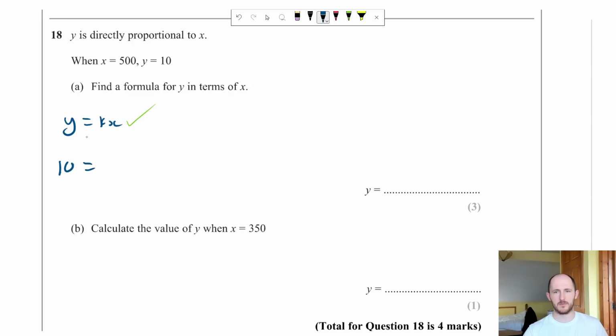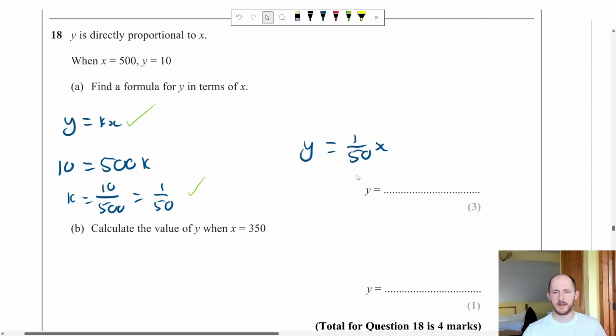The second mark is for subbing in and finding what k is. Again, nice and easy. 500x. No, not 500x, 500k is what I meant to write. And that means k is equal to 10 over 500 or 1 over 50. That's your second mark. And your third mark is simply for writing the formula. So y is equal to 1 over 50 x.